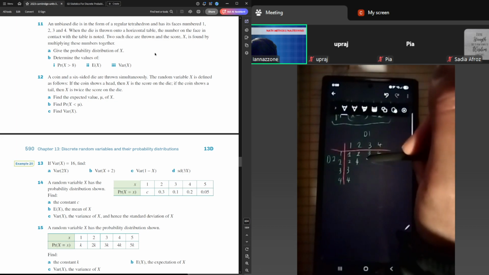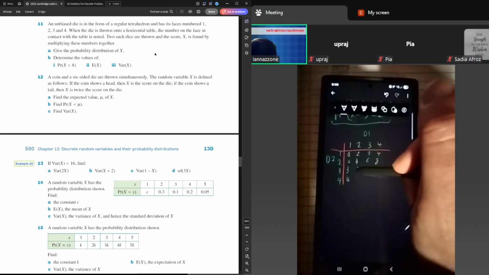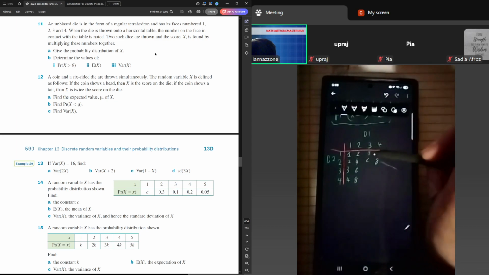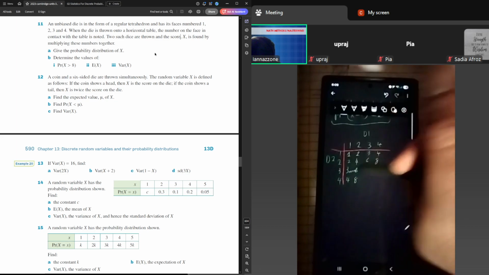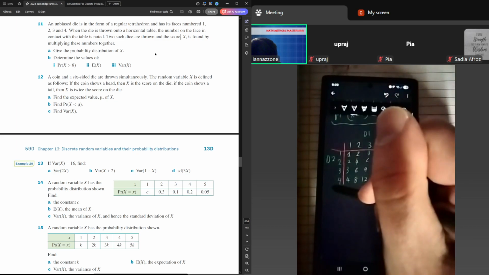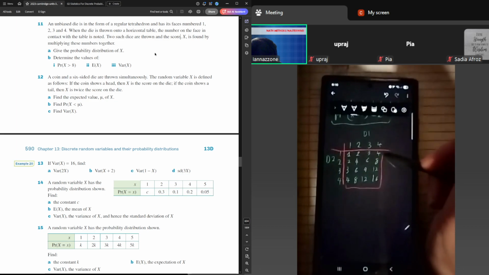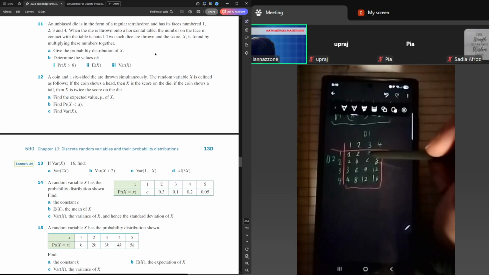2 and 2 makes 4, 3 and 2 makes 6, 4 and 2 makes 8, and since it's symmetrical, you can leverage what you did horizontally. You can do the exact same thing vertically. 3 3s are 9, 4 3s are 12, and then 4 4s are 16. That gives you all your possible outcomes and even some duplicates. Like you can see, you got 2 and 2, you got 3 and 3, 4 and 4 and 4. You got a bunch of different duplicates there.